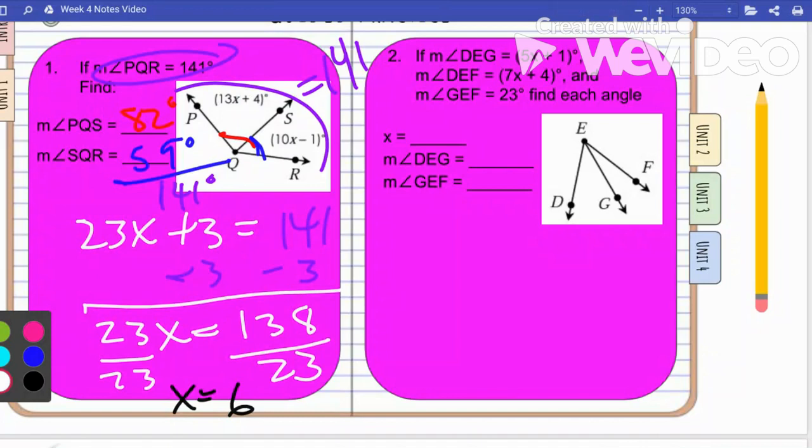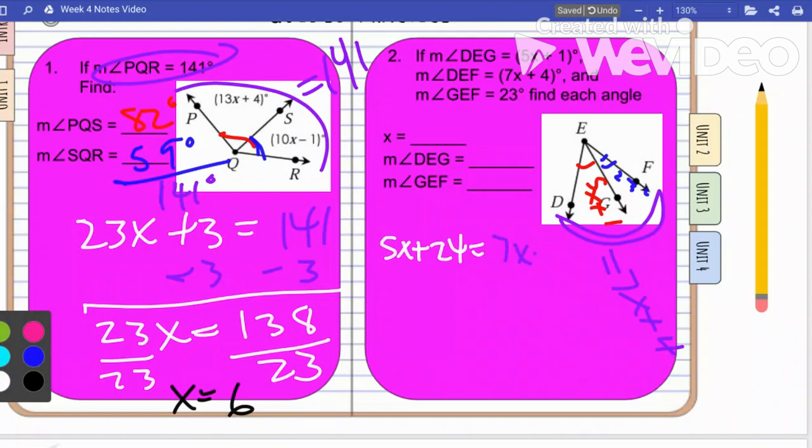When you do example 2, you got to be careful because it says angle DEG is 5x plus 1. It says angle DEF, that's the total. DEF, it's the whole thing. That's 7x plus 4. And then angle GEF is 23 degrees. So we have to add together 5x plus 1 plus 23. We get 5x plus 24, and that's going to equal the total, and the total is 7x plus 4.